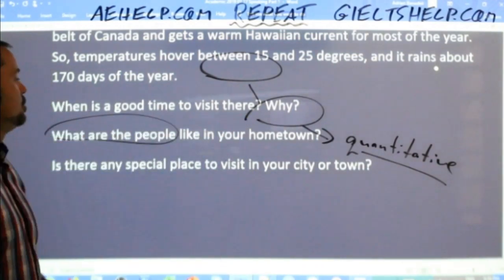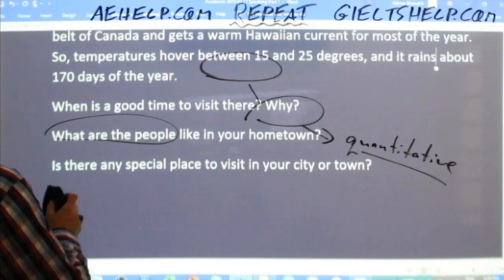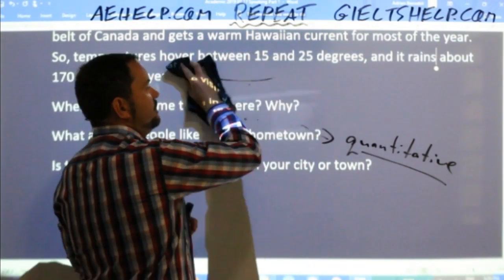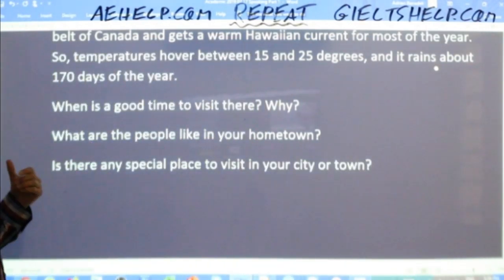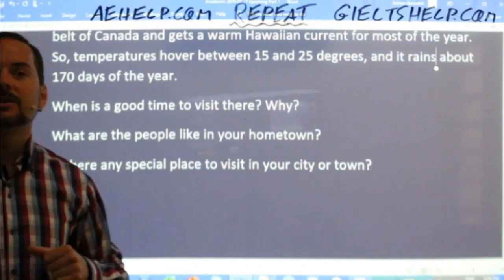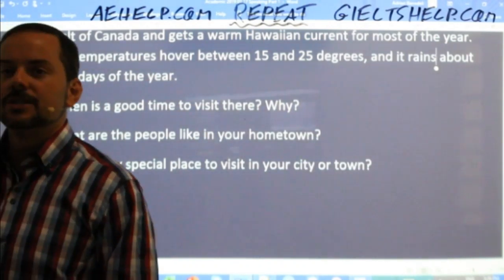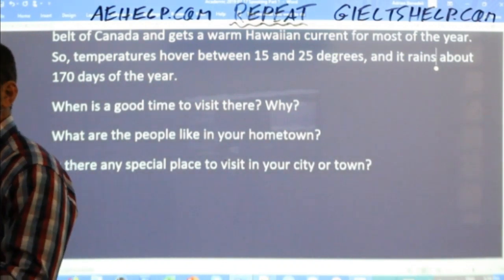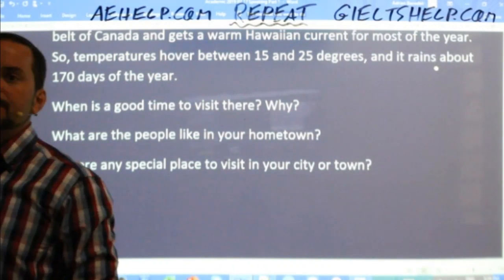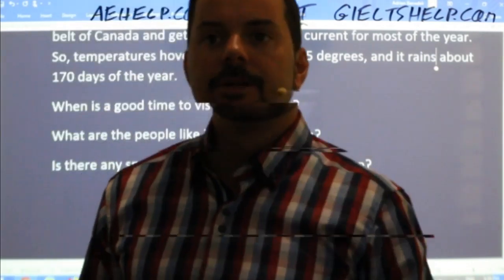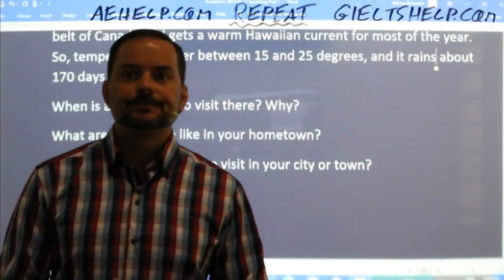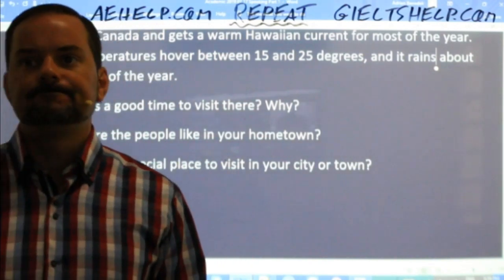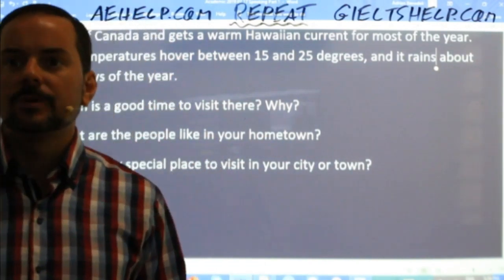When is a good time to visit there and why? Okay, so notice that the examiner is trying to ask different types of questions. So what, where, here it's when, okay? So when is a good time to visit there? Toolsy, you can say moderate instead of temperate, but temperate is more accurate. It's better vocabulary than moderate. It's more accurate. Okay? But you can say moderate. Temperate is better. Temperate is a type of climate. Okay?